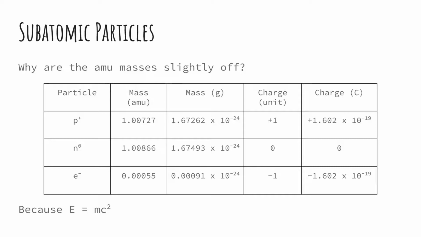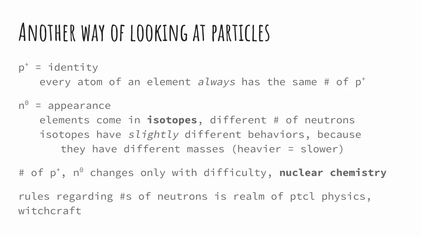So an individual proton by itself and individual neutron are slightly heavier than the protons and neutrons of, say, a uranium atom, where it has 90 protons all crammed together, and then 140 neutrons on top of that.